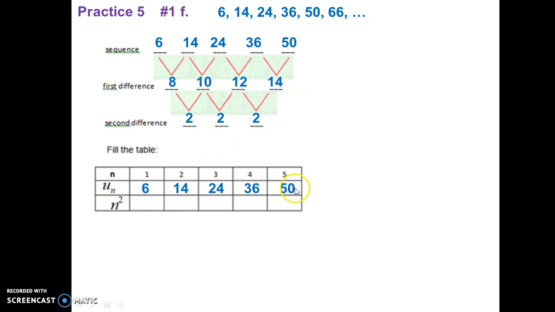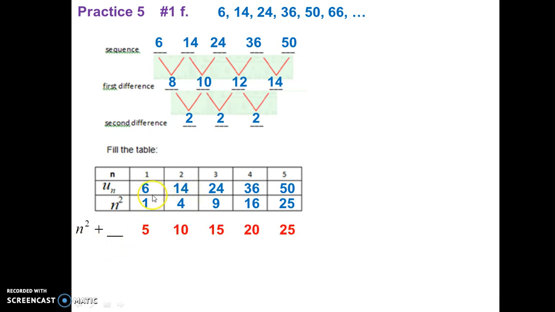Here's our original sequence. Since we know it's quadratic, we're going to try n squared. Those ones are always those values. And now the same thing we always do. We compare n squared to the actual sequence. So n squared doesn't produce our sequence, so it's going to be n squared plus something. All right, we have 1, n squared is 1, but we need a 6, so it's going to have to be 1 plus 5. Here we have a 4, but this is 14, so we're going to have to do n squared plus 10.